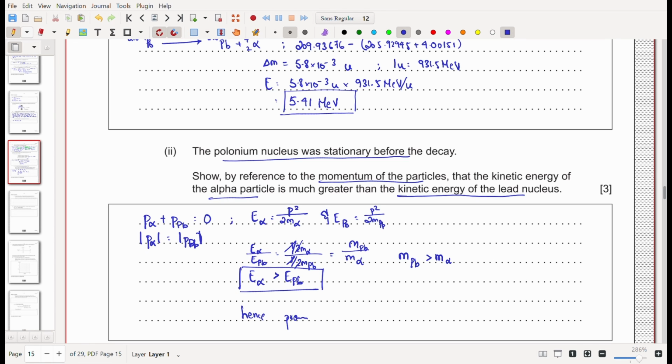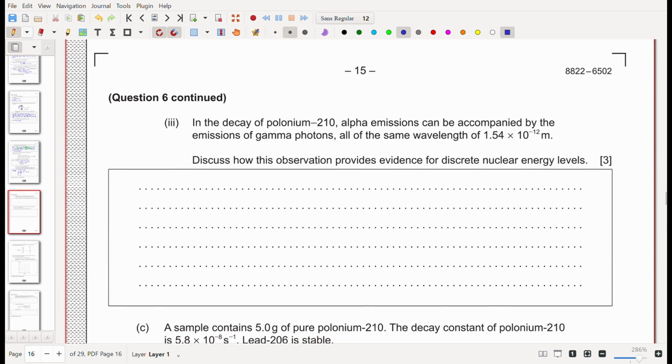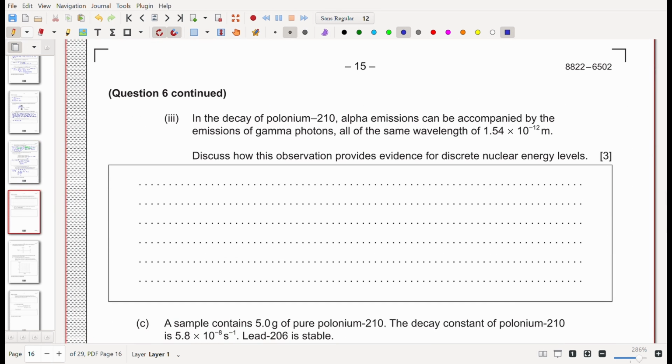Now you'll need to write this a little bit more elegantly, add some more lines about how exactly it works to make sure that it makes sense to the examiner, like I've been saying the entire time. So moving on to part 3. In the decay of polonium-210, alpha emissions can be accompanied by gamma photons. Discuss how this provides evidence for discrete nuclear energy levels. You might remember that nuclei can exist at different energy levels, and during decays they can change in energy level. So let's write this answer out and I will explain it.